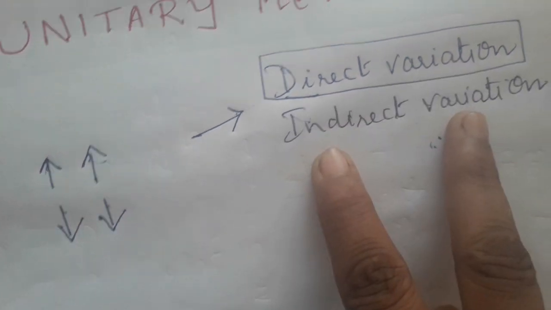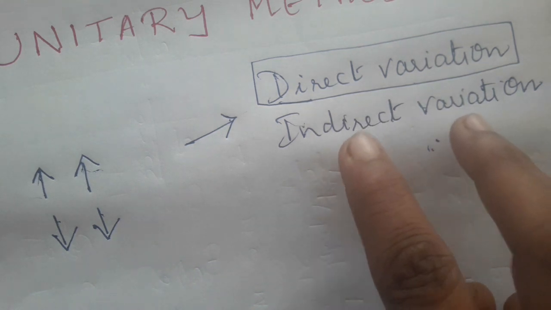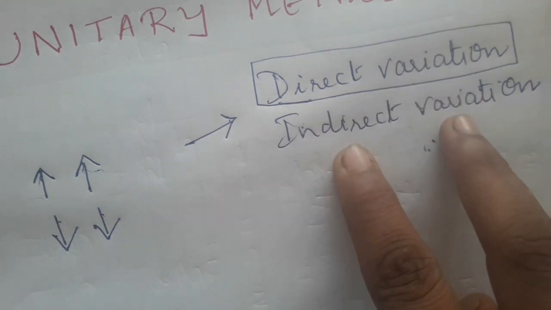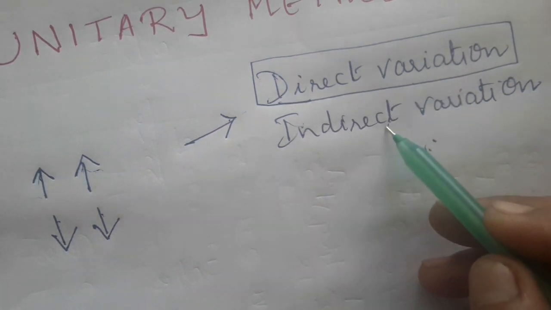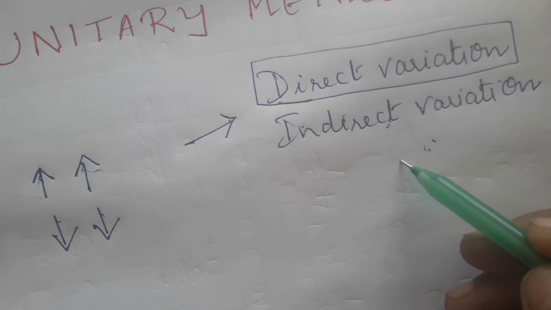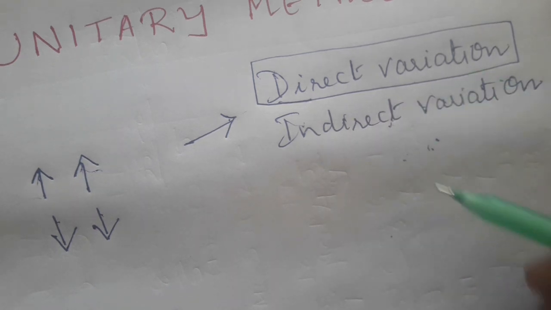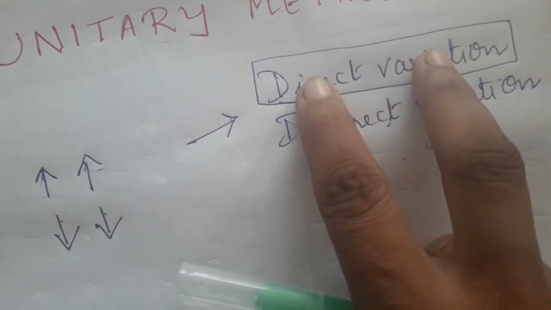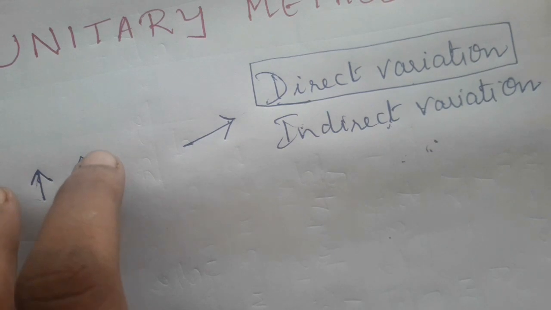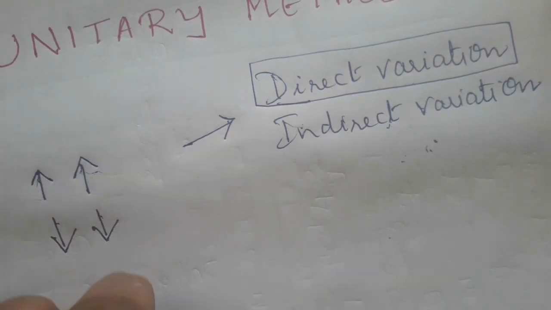This type of questions we will see in higher classes. But what may happen in indirect variation? If one quantity increases, the other will decrease, and if one quantity decreases, the other will increase. Here you have opposite things, but here we have both the terms, whatever is given, they either will increase or will decrease.